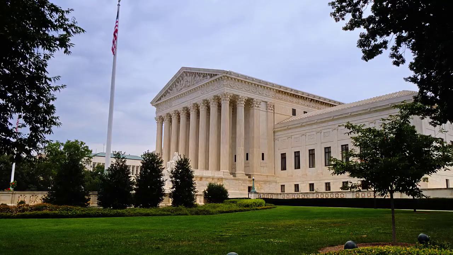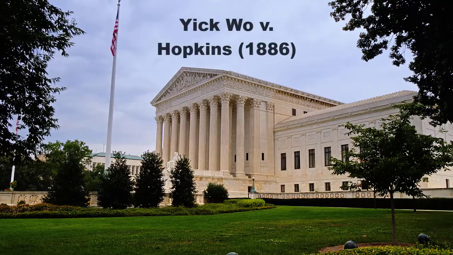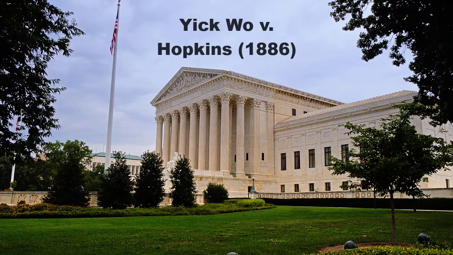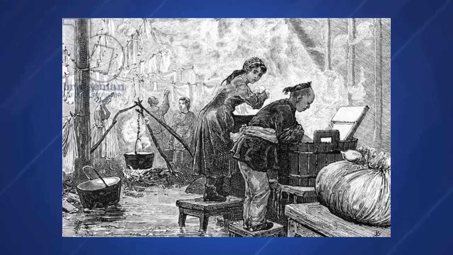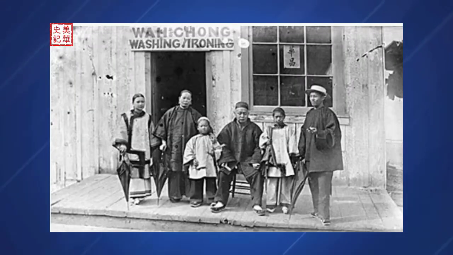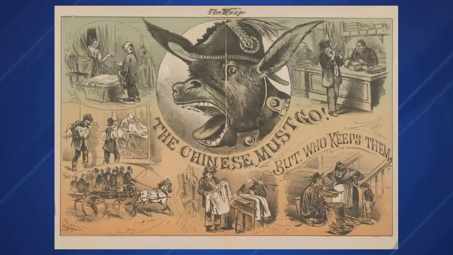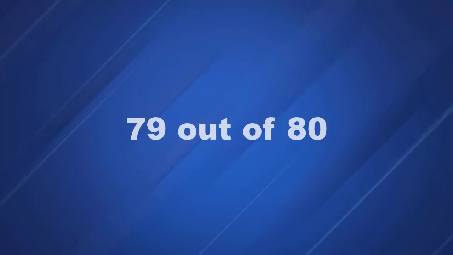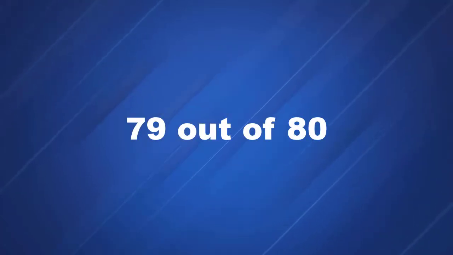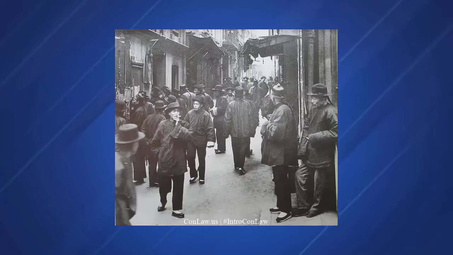In 1886, the court decided Yick Wo v. Hopkins. At the time, Chinese immigrants owned most of the laundries in San Francisco. The city passed an ordinance requiring that all laundries in wooden buildings obtain a permit from the Board of Supervisors. More than 200 Chinese owners applied for a permit. The board only granted one. At the same time, the board approved 79 out of 80 permits for laundries that were not owned by Chinese immigrants. A Chinese laundry operator named Yick Wo sued.